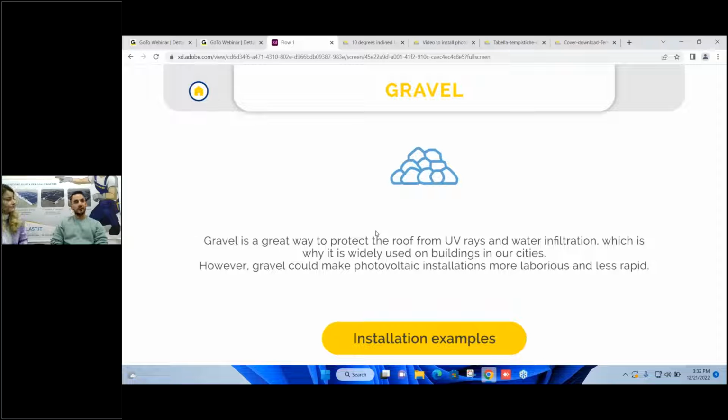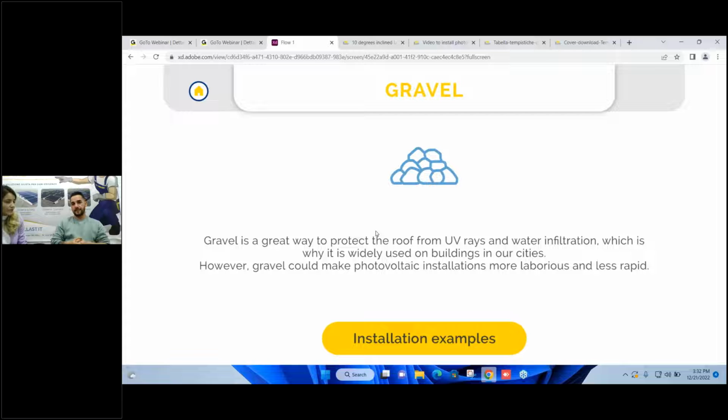So a lot of customers, even if they have bitumen or another typology under, sometimes they cover it with gravel. They want to have this type of coverage due to sun or water infiltration. So from time to time, we get installations that are done on gravel roofs. The question we receive most in this case is, do we install first the ballast and then place the gravel?